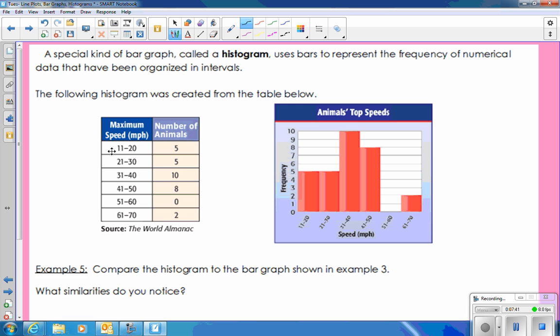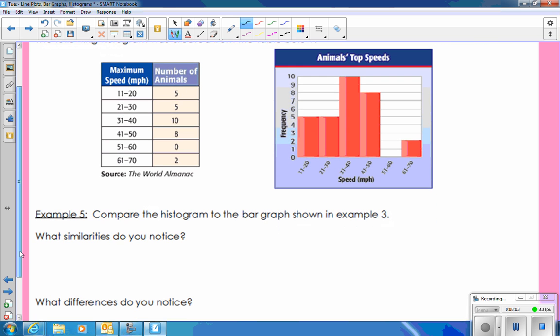The other thing to notice is these intervals are what we call mutually exclusive, meaning that it goes from 11 to 20 and then 21 to 30. There's no overlap, because otherwise, if this was 10 to 20 and 20 to 30, if you had a 20, where would you put it? So they have to be mutually exclusive.